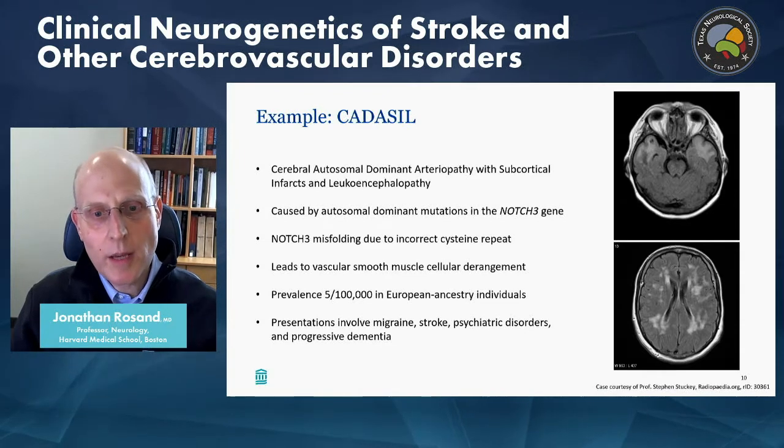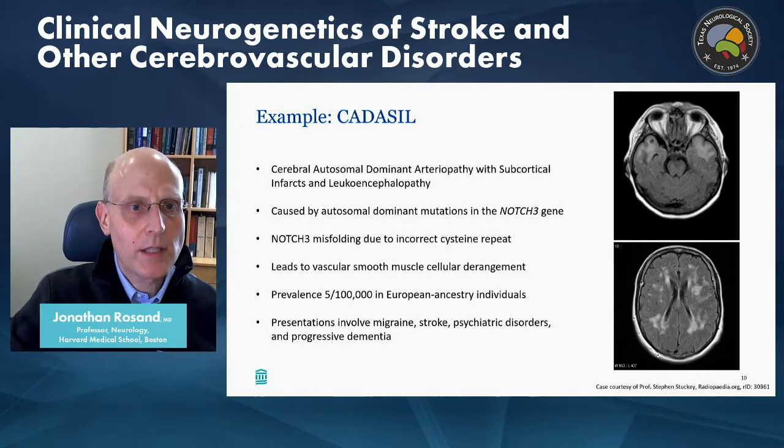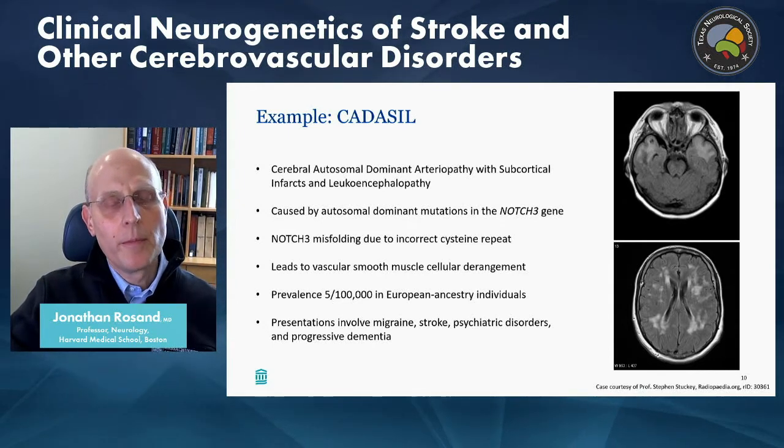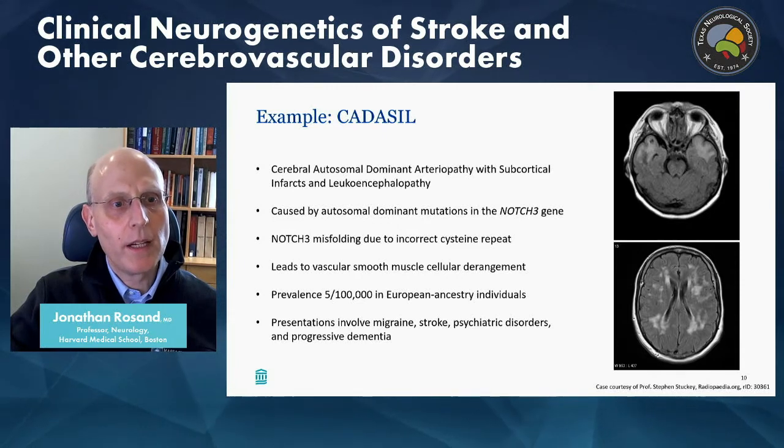So I'll give you two examples of these. These are the Mendelian causes. One is CADASIL, which exists both, you can see, in children and in adults. It's caused by autosomal dominant mutations in the Notch3 gene.